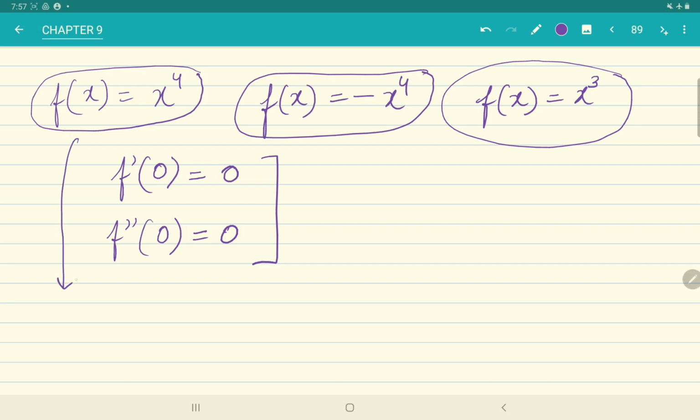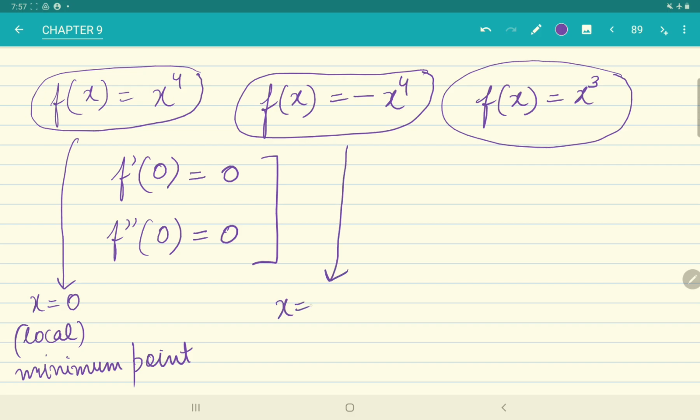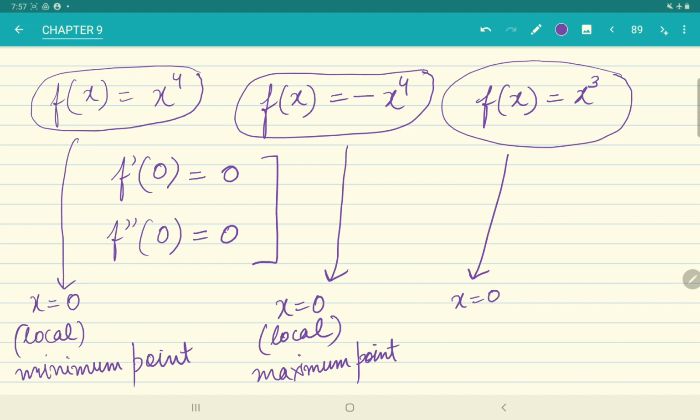Here we see x equal to 0 is a local minimum point. Here x equal to 0 is a local maximum point. Here x equal to 0 is an inflection point.